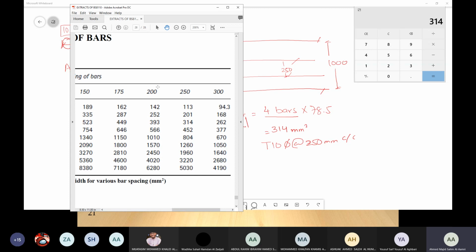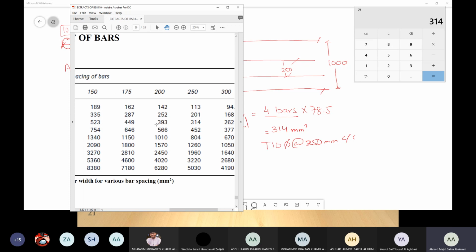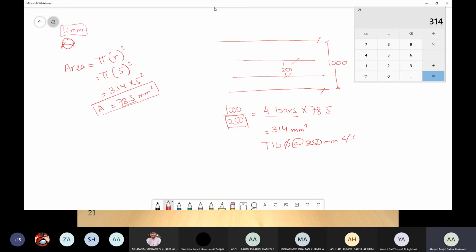Okay. Now you can see in the table, between 150 and 175, there is an interval of 25. Between 175 and 200, there is an interval of 25. Between 200 and 250, there is an interval of 50 millimeters. So you can have 225 here as well, which is going to be a more economical choice. In our case, we have taken 200 for the first moment.